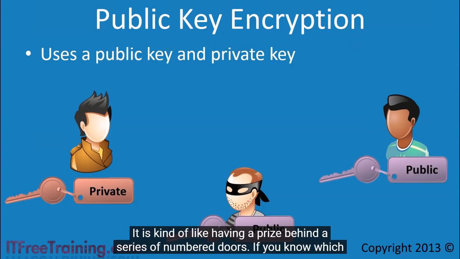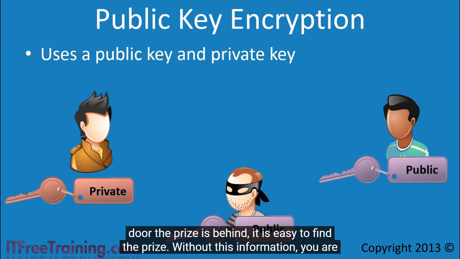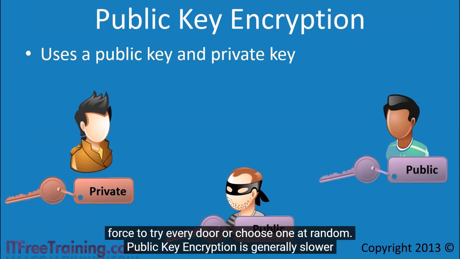It is kind of like having a prize behind a series of numbered doors. If you know which door the prize is behind, it is easy to find the prize. Without this information, you are forced to try every door or choose one at random.